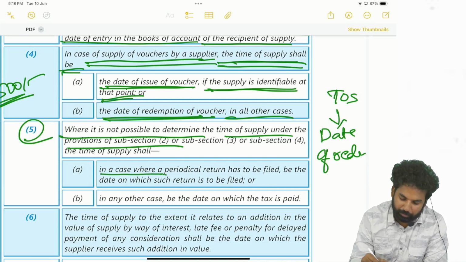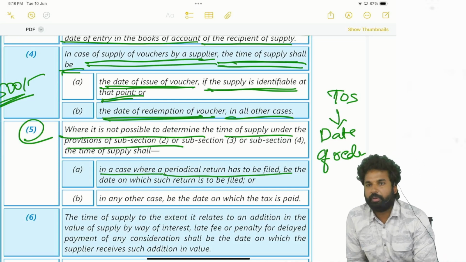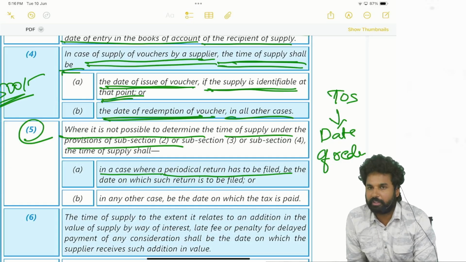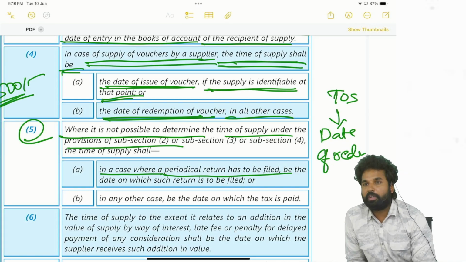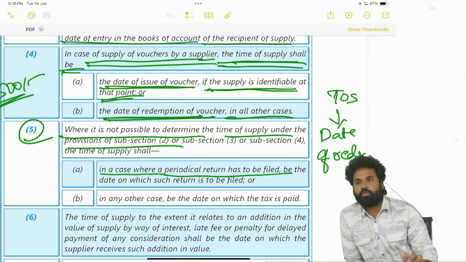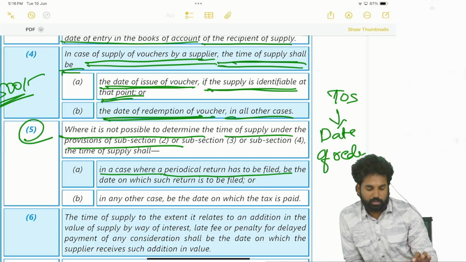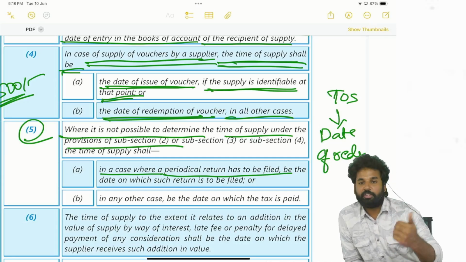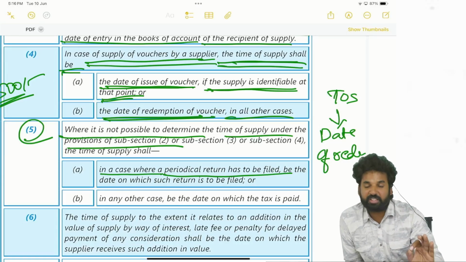The time of supply will be, in a case where periodical returns have to be filed, the date on which such return is to be filed. Periodical returns means tax period, monthly or quarterly, as the case may be. Sometimes it is monthly, sometimes quarterly, so that is nothing but periodical. Monthly return means periodical return. Quarterly return means periodical return.